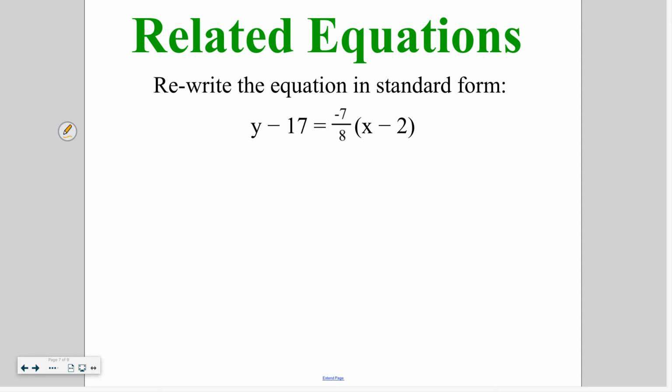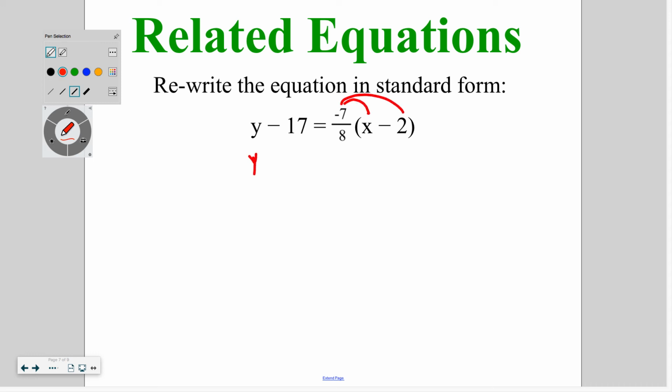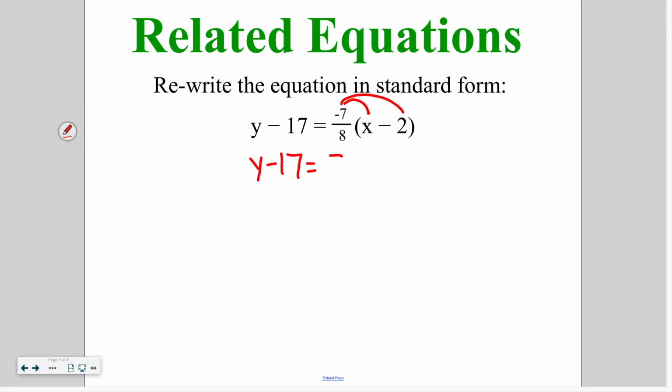Going through one more example before I have you try it on your own. Again, distributing. So we start with the distribution. Y minus 17 is going to give us negative 7/8 x. And then when we've got our two negatives, we're going to go ahead and multiply those. So we got negative 7/8 times negative 2 over 1, giving us positive 14 over 8. So we're going to add on 14 over 8.